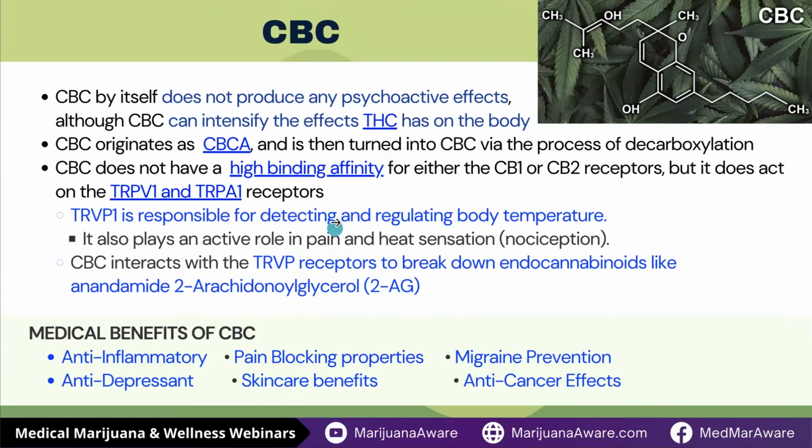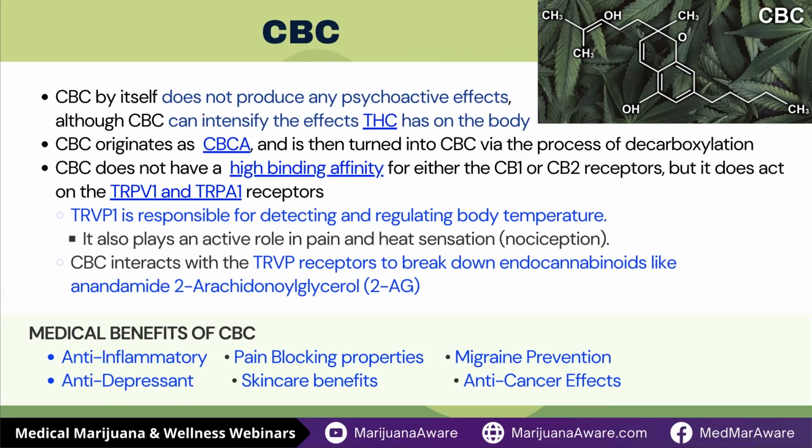CBCA. This is another one that works with receptors outside of the endocannabinoid system. It does, yeah. So the TRPV1 receptor is responsible for detecting and regulating body temperature. It also plays a role in pain sensation and heat sensation, or nociception. Right. And then CBC also interacts with the TRPV receptors to help break down endocannabinoids like 2-AG, which is a byproduct of THC as it is processed in the liver. So it's going to actually help break down that final form of THC in the body.